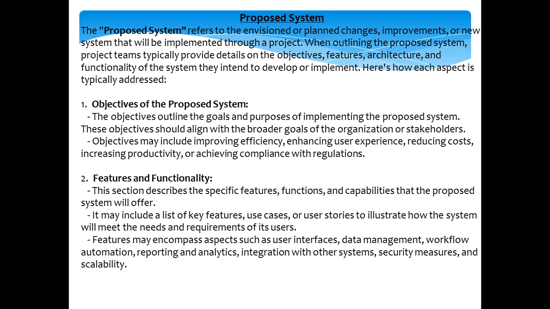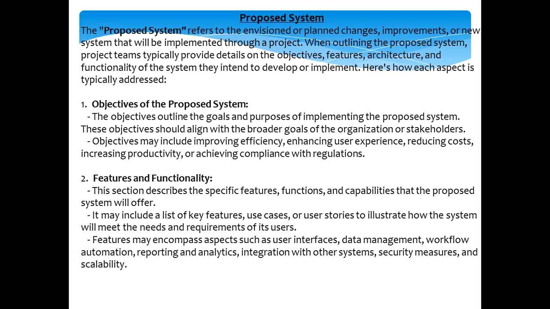So in a proposed system, these are the parts that you must include. Number 1, objectives of the proposed system. The objectives outline the goals and the purposes of implementing the proposed system. These objectives should align with the broader goals of the organization and stakeholders. So objectives may include improving efficiency, enhancing user experience, reducing costs, increasing productivity, or achieving compliance with regulations. Number 2, you look at features and functionality.